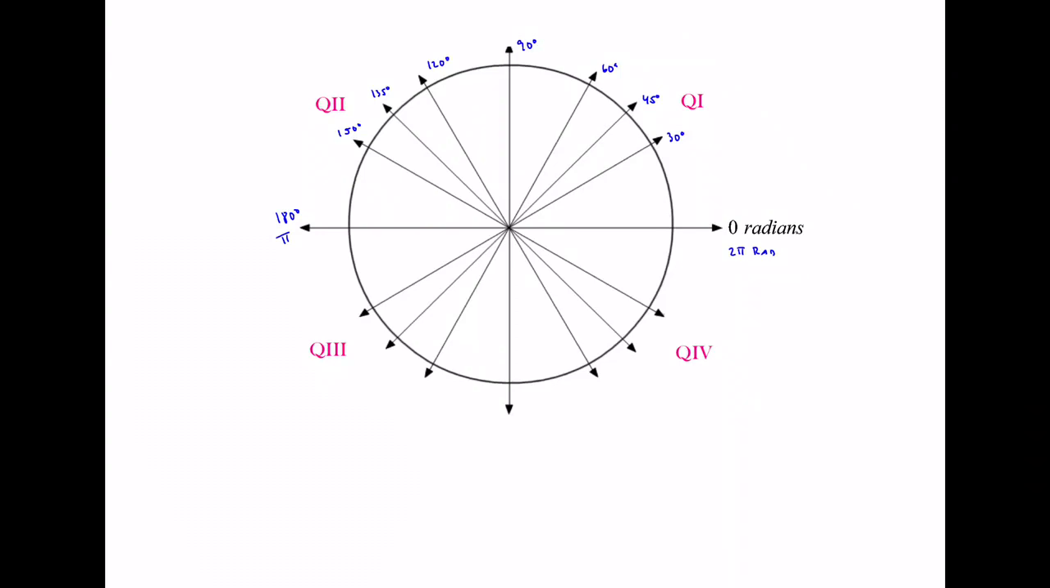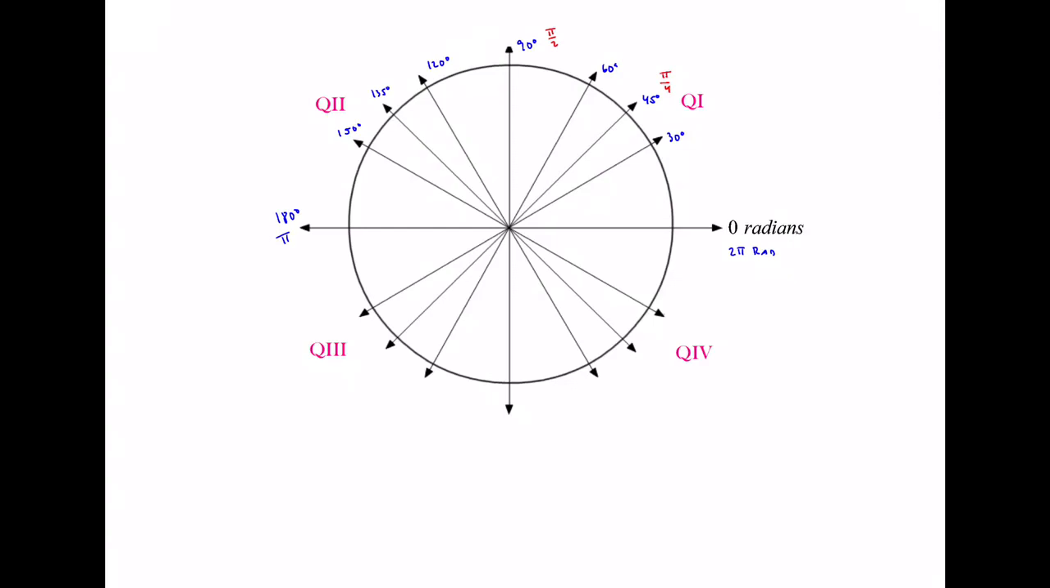Can you take that idea and now break them up into radians? So in terms of radians, well, we know that half a circle is pi. 90 is half of 180, so half of pi is pi over 2. 45 is half of 90. So what's half of pi over 2? That would be pi over 4. It's a fourth of 180.